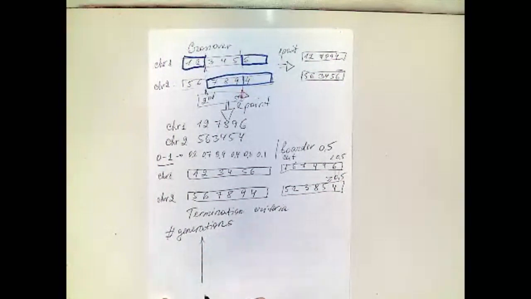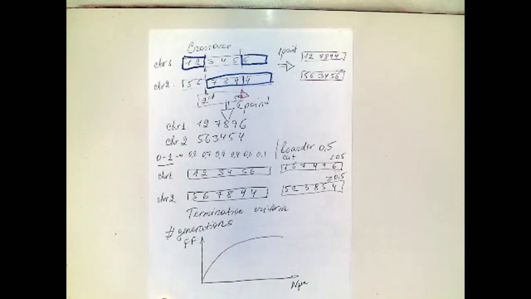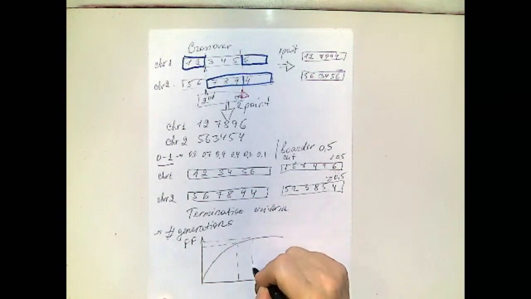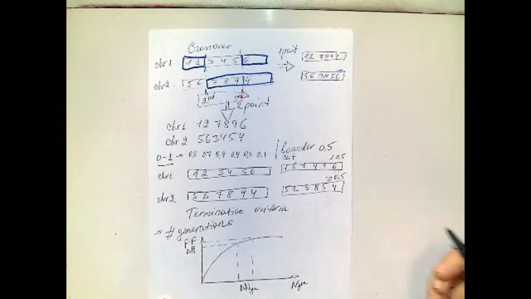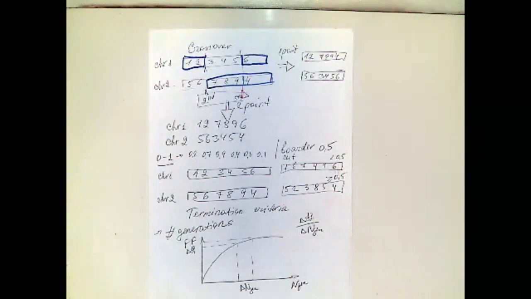Sometimes, in our graphs, if this is our maximization problem, and this is number of generations, and this is fitness function, instead of using number of generations as termination criteria, you have a look at the speed of convergence. So it's basically delta of fitness function over delta of number of generations. When you reach a particular level of speed of convergence, you stop. Sometimes this is what is used as termination criteria.